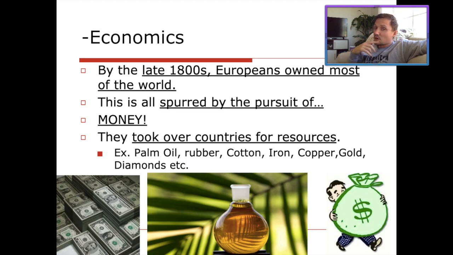Okay, so that is exactly what the Europeans wanted. They want to go to these places because none of it is native in Europe. Palm oil, rubber, cotton, iron, well, iron's a little bit, copper, gold, diamonds, those things don't exist in Europe anymore, or can't grow there. So the Europeans want to go to these other places to set up shop and get it there.